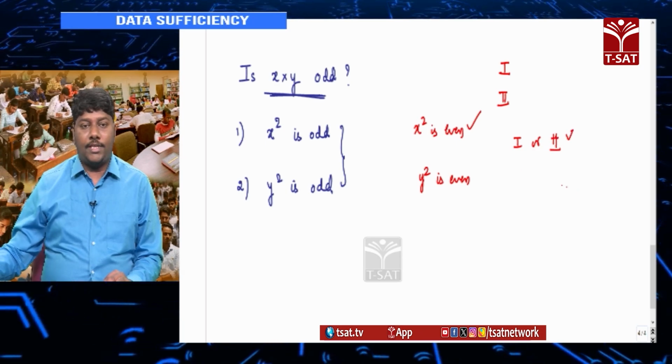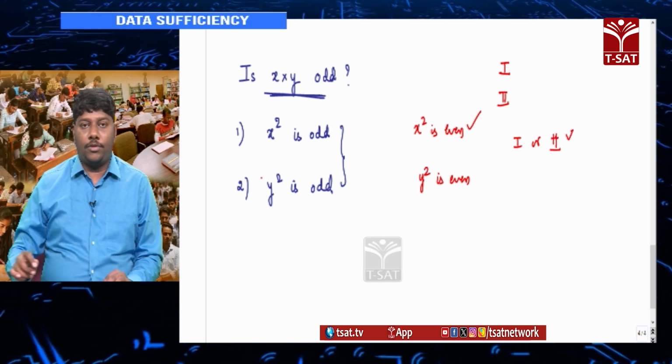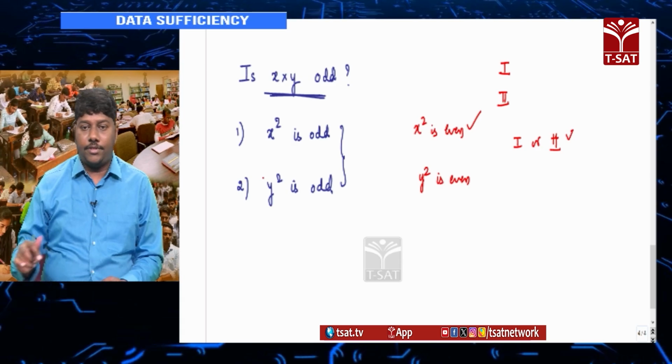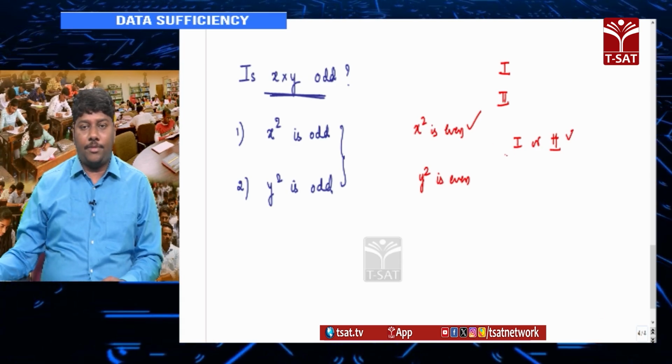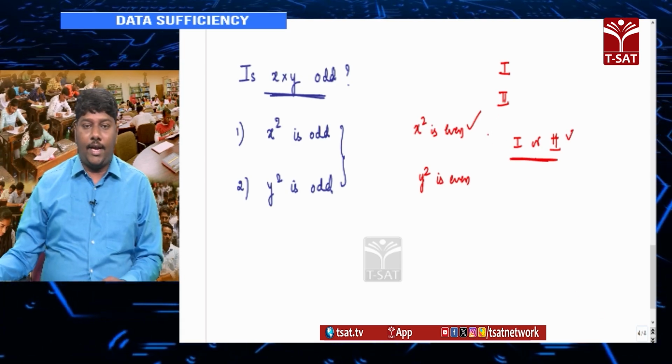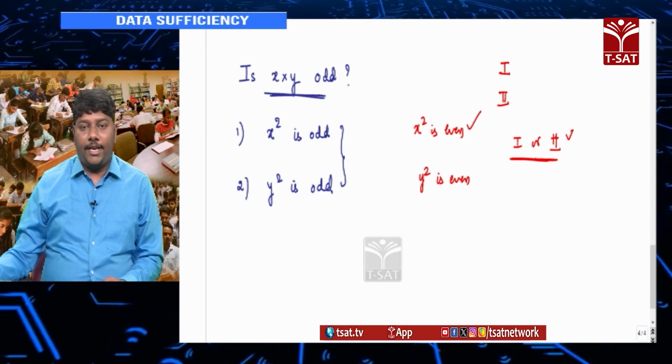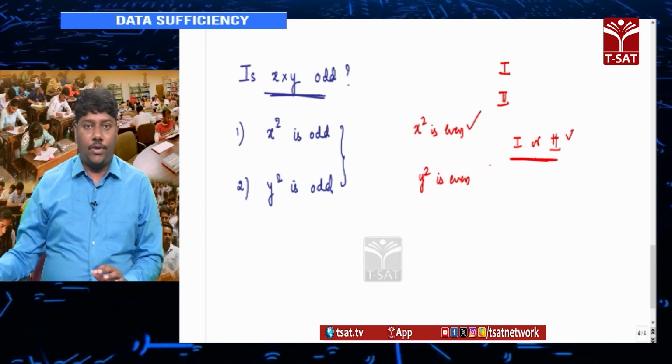1 or 2 means, as we discussed, you don't have to combine both. So, the option is D, right. It changes also. Sometimes he may give you this as C, or maybe D. That is also possible.